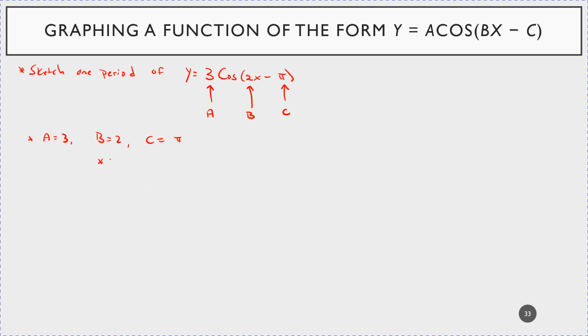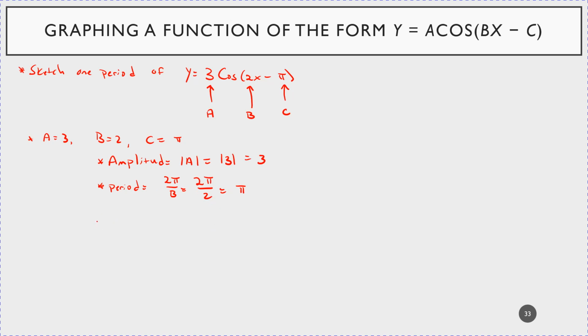All right, amplitude. This is equal to the absolute value of A, which is the absolute value of 3, which is 3. Period. That's 2 pi divided by b, which is 2 pi divided by 2, which is just pi.